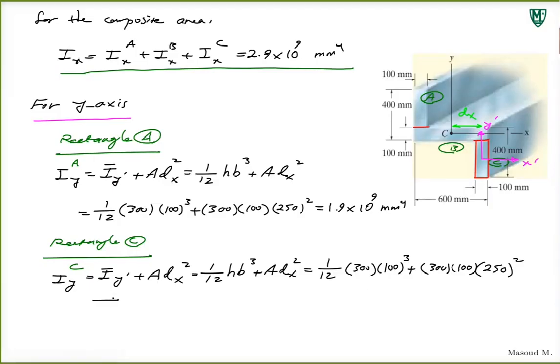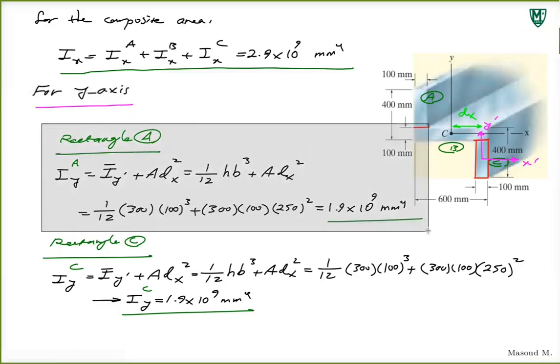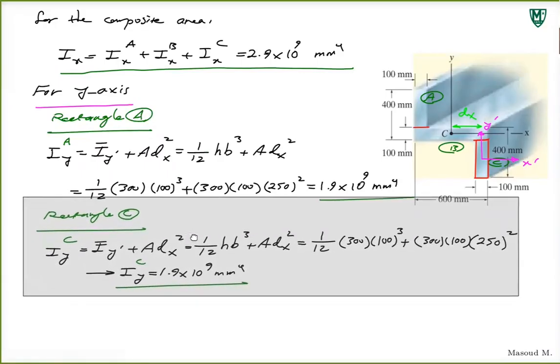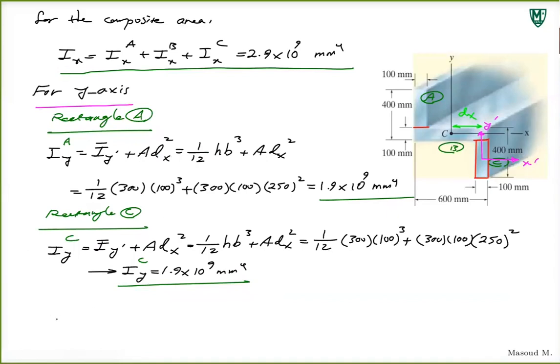All right, and you'll get, let's see if I can squeeze in, Iy would be all the same number, right? 1.9 times 10 to the 9 mm⁴. That would be your I for C, and the same for A. And I'm going to cheat, move everything up so I don't have to go to the next page. We have everything right here in front of us. It's easier. And then we'll do rectangle B.